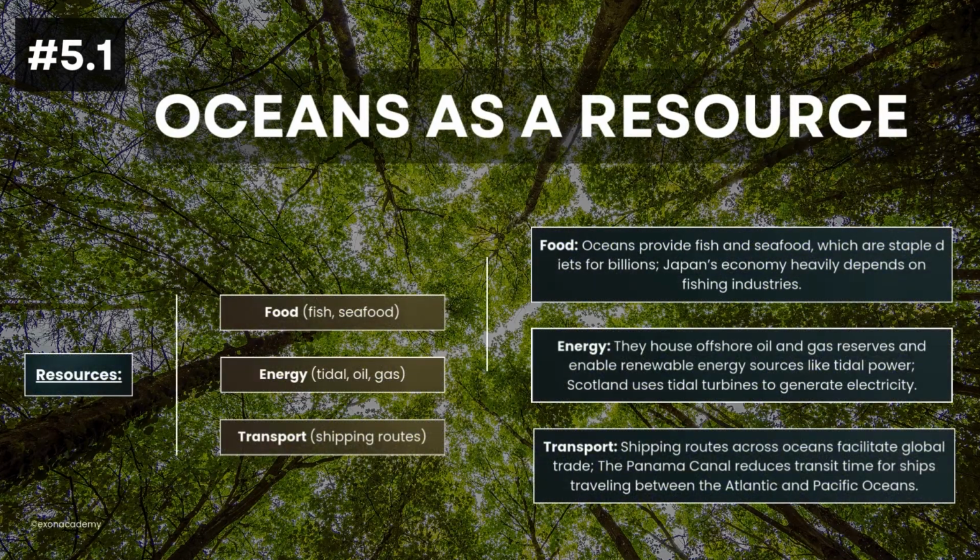Alright, turns out there is an even better chapter, and that is chapter 5.1, Oceans as a Resource. Oceans are an invaluable resource covering 71% of the Earth's surface, supporting life and economies globally. Ocean provides fish and seafood, which are staple diets for billions. Japan's economy heavily depends on fishing industries.